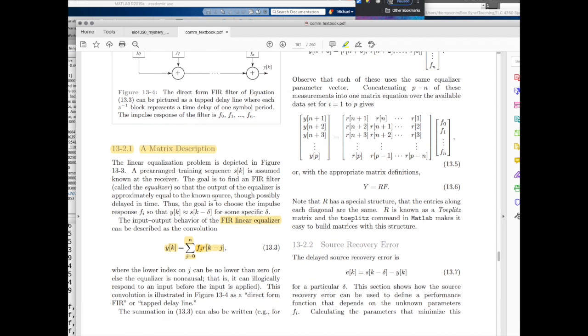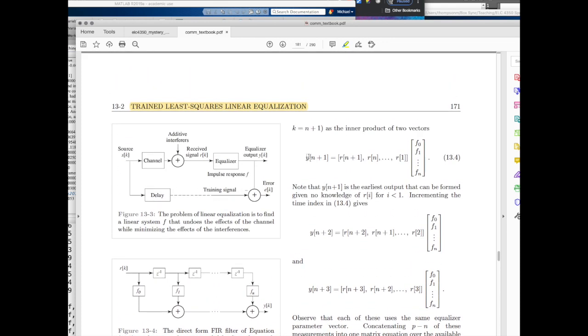Okay, so the first thing I want to show you here is that you can actually think of filtering in this manner as a matrix operation. So I take a collection of the R's, right? I start at R of n minus n plus 1, R of n, all the way back down to R of 1. And then I have this column vector of filter coefficients moving down this way, f0 through fn. So if I do this matrix multiplication, this would be R of n plus 1 times f0, plus R of n times f1, plus R of n minus 1 times f2, through R of 1 times fn.